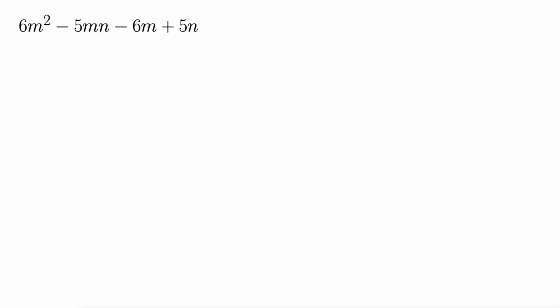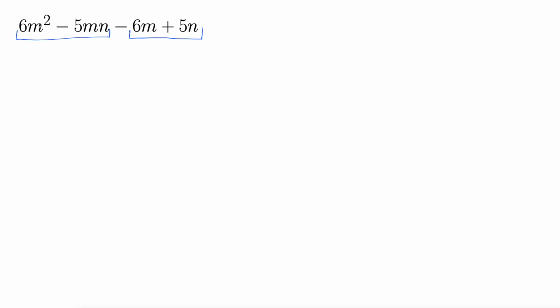Let's try a couple where we need to factor out a negative coefficient. Here we have 6m squared minus 5mn minus 6m plus 5n. All right, we'll use the grouping method. We see four terms, automatically think to try grouping. So there's our first group, there's our second group.